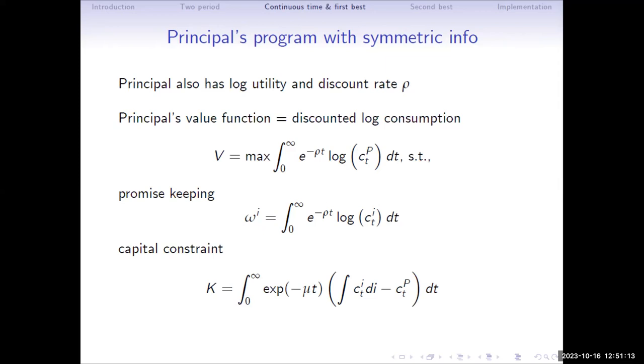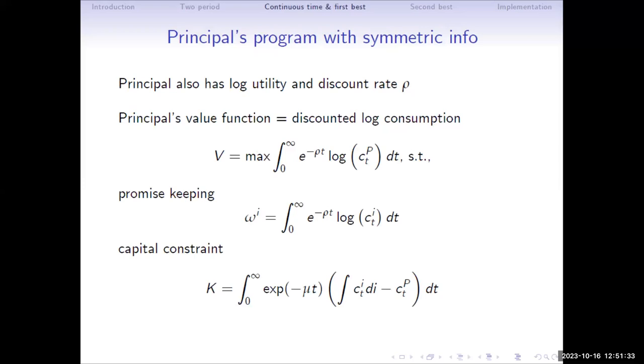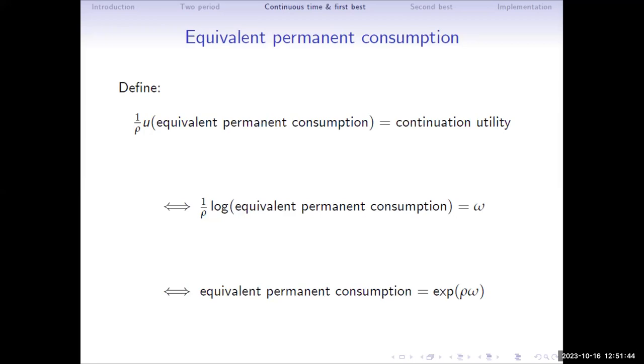So what's the solution? Before we do that, we need to introduce a notation that is going to be useful also for the asymmetric information case. So we must define the equivalent permanent consumption. You remember, I have my continuation utility, which is my omega i. The unit is the util here. And then for the equivalent permanent consumption, the unit is going to be how many grains of rice. So 1/rho, which is a way to discount the future, so that's the present value of a rent, times the utility of the equivalent permanent consumption is equal to the continuation utility. This is how we define the equivalent permanent consumption. That's equivalent to saying that the equivalent permanent consumption is the exponential of rho omega, omega being the continuation utility. And using that variable rather than omega will prove helpful in many computations.